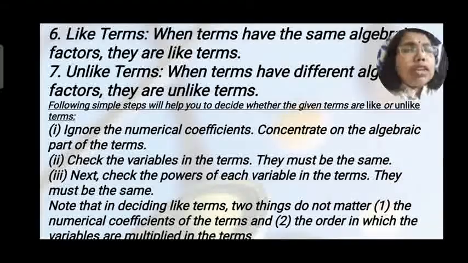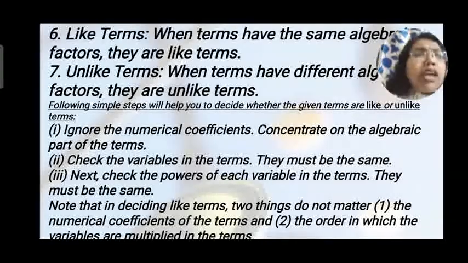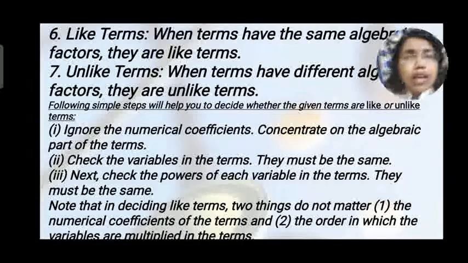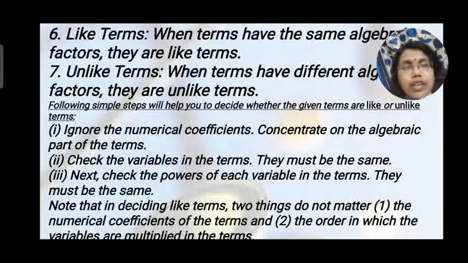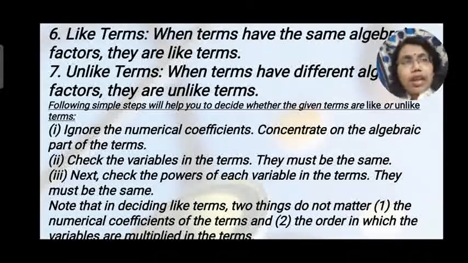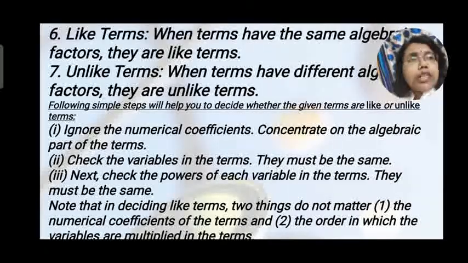Now, what are the simple steps that we should take when we are separating the terms into like terms and unlike terms? First thing, we should ignore the numerical coefficient. Coefficients can be different; there is no problem with coefficients being different and the terms being like. Concentrate on the algebraic parts of the terms: the alphabet, the variable and the power assigned to them. Check the variables in the terms.